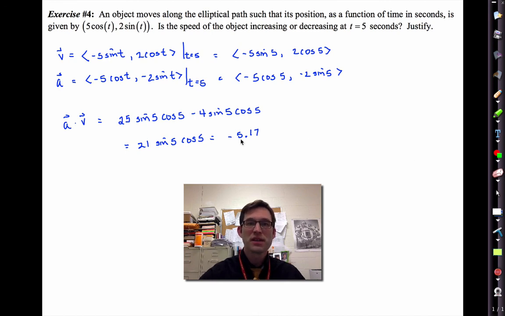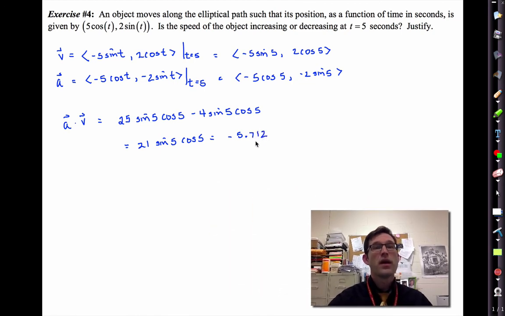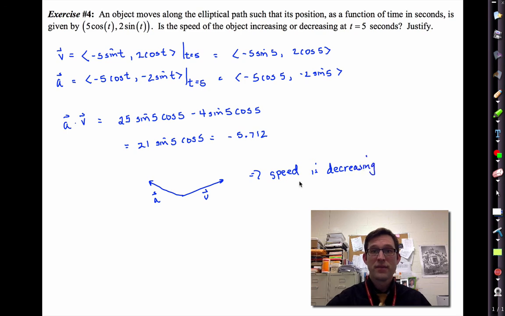Whoops, nope, made a little mistake there. Sorry about that. 5.712. And because that dot product is negative, what that tells us is that A and V must be at obtuse angles to each other. Again, I don't know what the angle is, although we do have the ability to find it. And because of that, speed is decreasing. Isn't that amazing? So without graphing the path, without knowing much about it at all, I can tell whether the object is speeding up or slowing down by using the dot product. It's kind of neat.